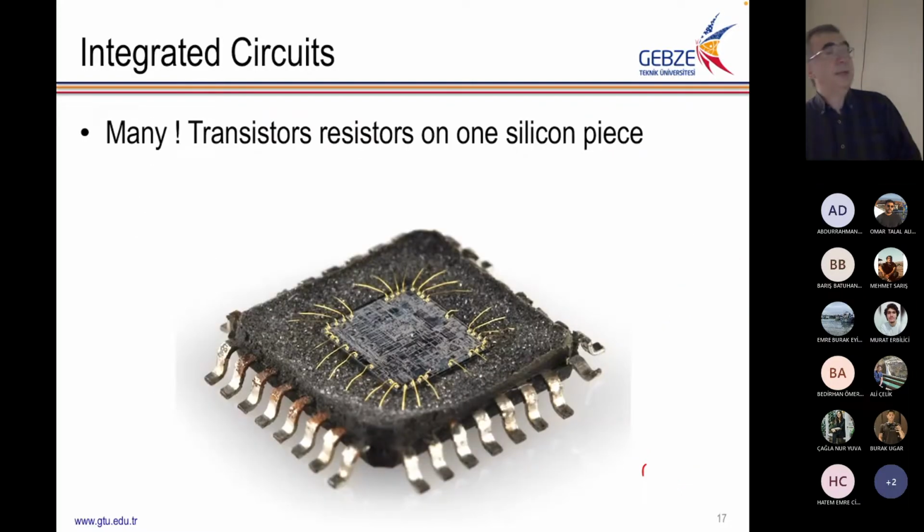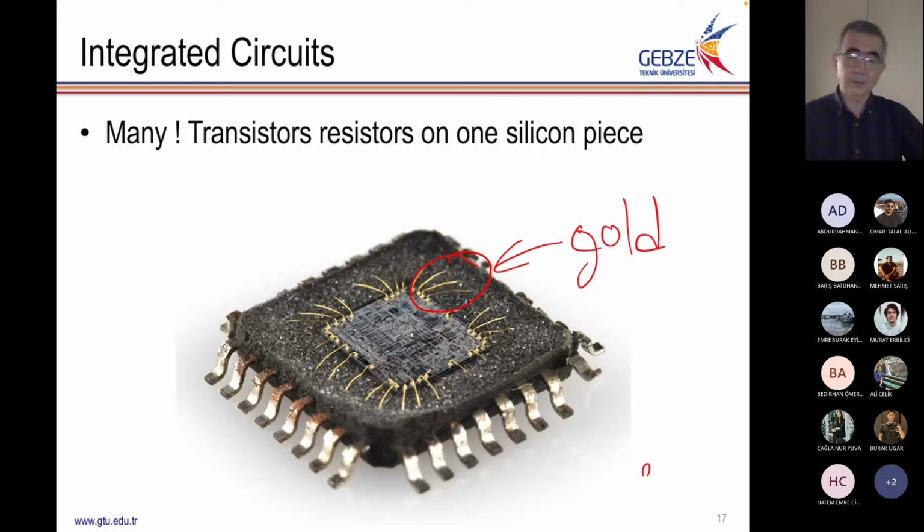Then many transistors are placed on a silicon wafer, a silicon piece. We call them integrated circuits, multiple transistors on one silicon. If we can pack multiple things on one silicon, that makes an integrated circuit. Also the resistors. There are resistors and transistors on the silicon piece. And these wires are gold, as we discussed in the previous break.